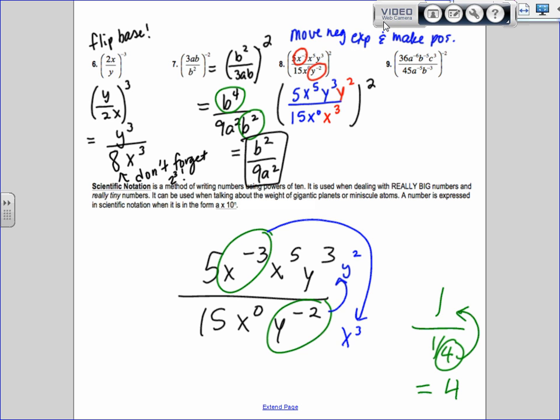And I like doing this because now it's easier for me to visualize the canceling step. So think about all of your x's. You have 5 x's on top. How many x's do you have on the bottom?